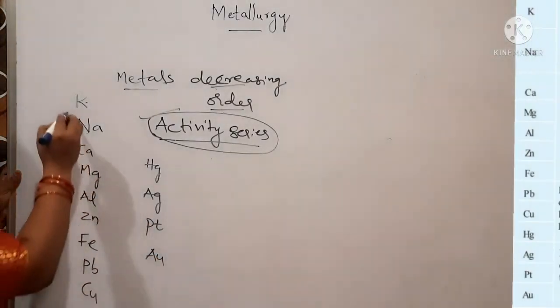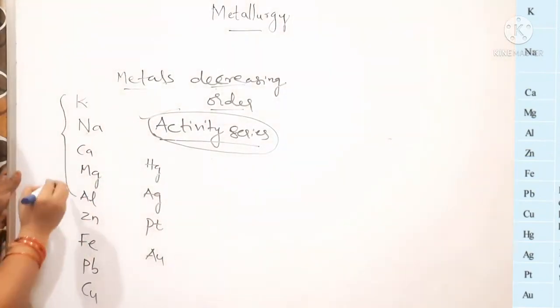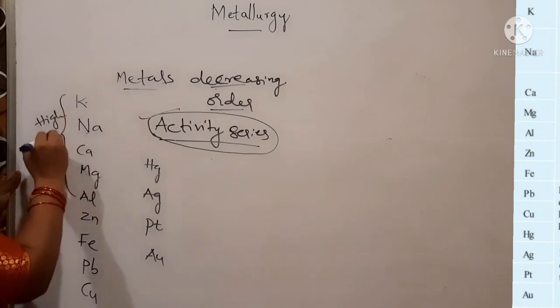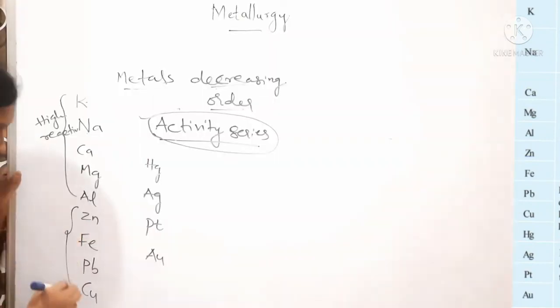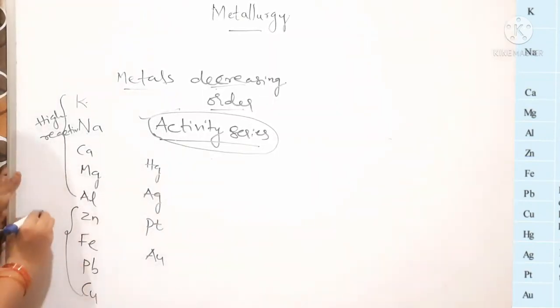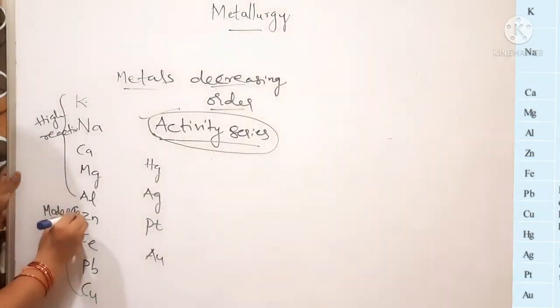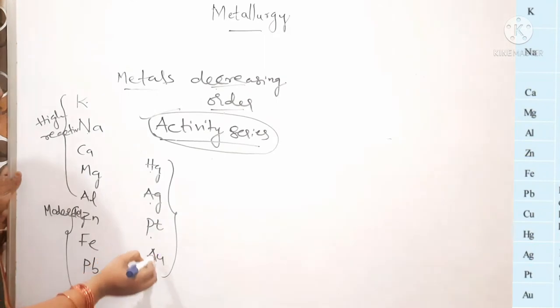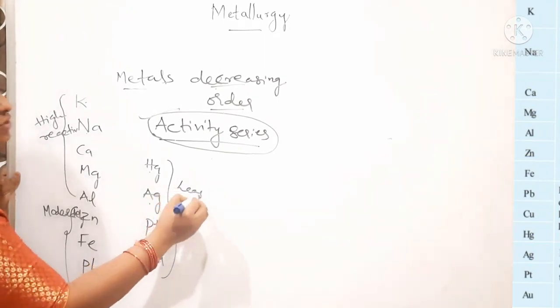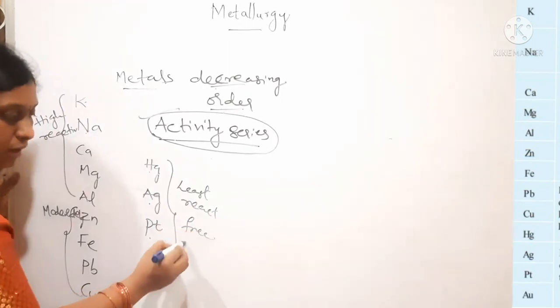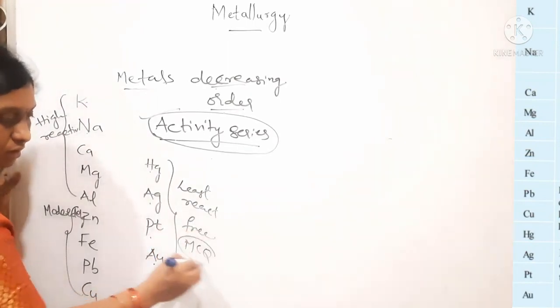And the first topmost 5 are classified as highly reactive metals. Zinc, iron, lead, copper are treated as moderately or medium active metals. Mercury, silver, platinum, gold are with least reactivity, which are found in the free state. This may come in the MCQs.